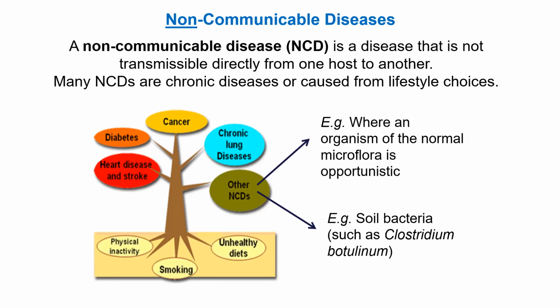Another case is where we get microbes from non-living things. So usually we're talking about soil. Clostridium botulinum, which causes botulism, and Clostridium tetani, which causes tetanus, are 2 good examples of organisms that are living in the soil, and you can get from these other things.